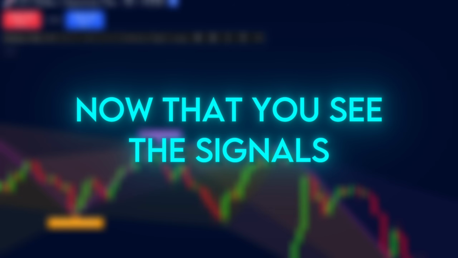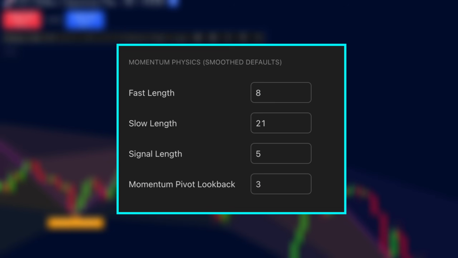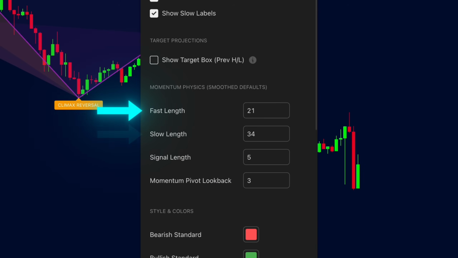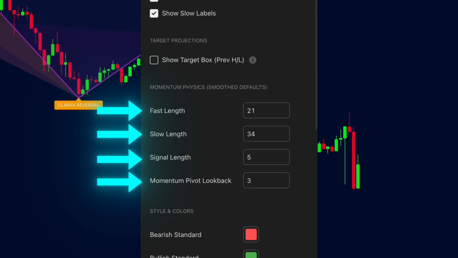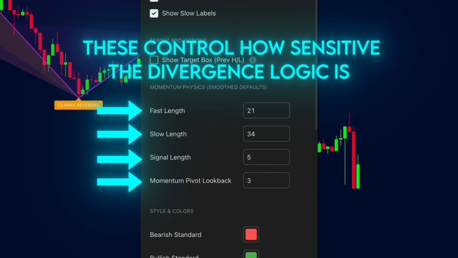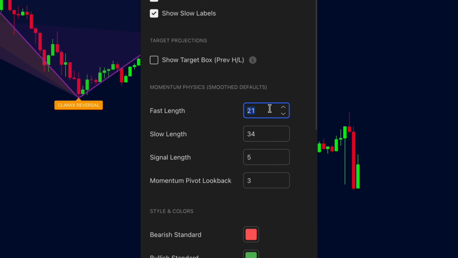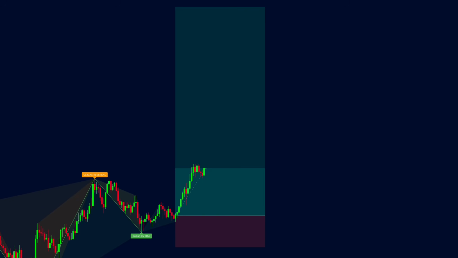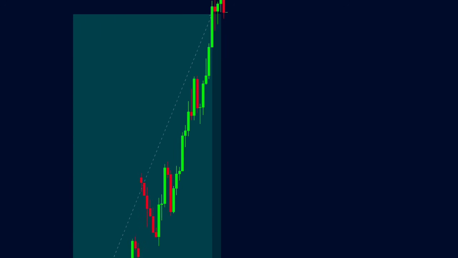Now that you see the signals and the dashboard, let's get your settings right. Double-click the indicator to open the settings panel. You'll see inputs for fast length, slow length, signal length, and look back. These control how sensitive the divergence logic is. The original settings used by the author, 8 for fast, 21 for slow, 5 for signal, and 3 for look back, are a good starting point for most markets and timeframes. These settings help the indicator catch patterns without getting overwhelmed by noise.